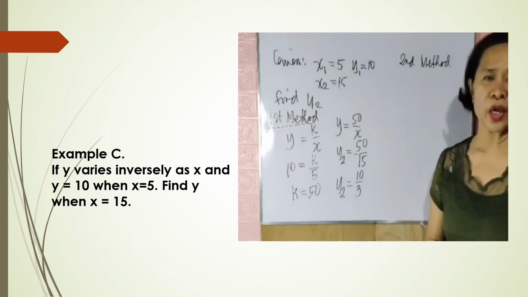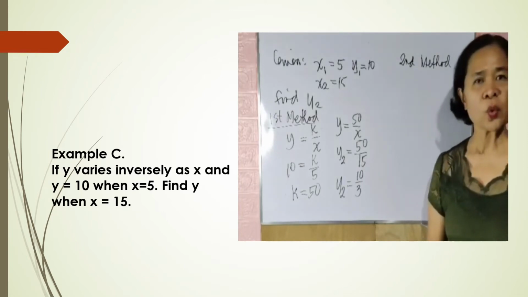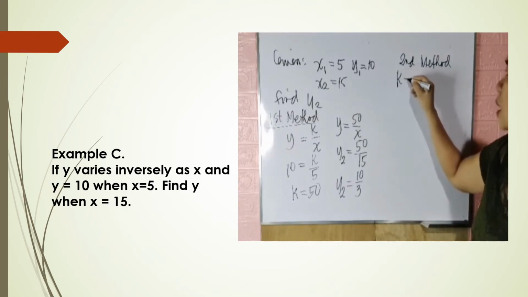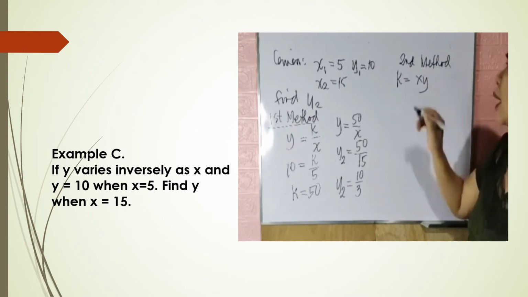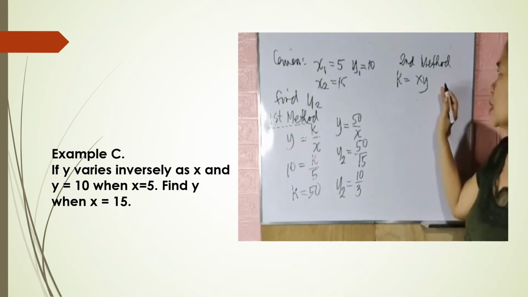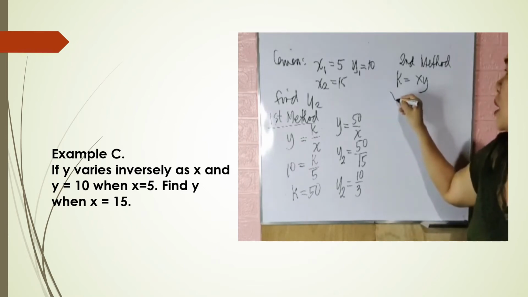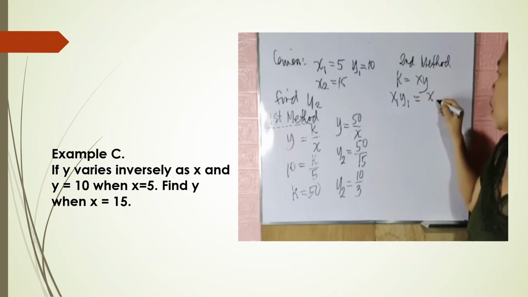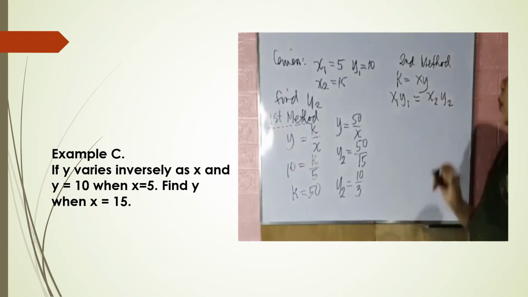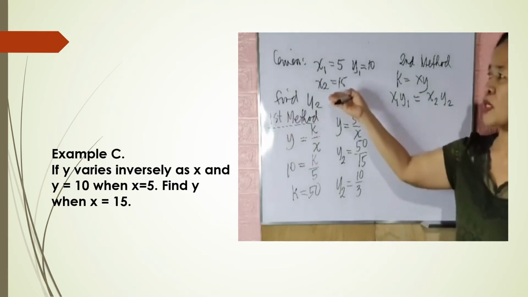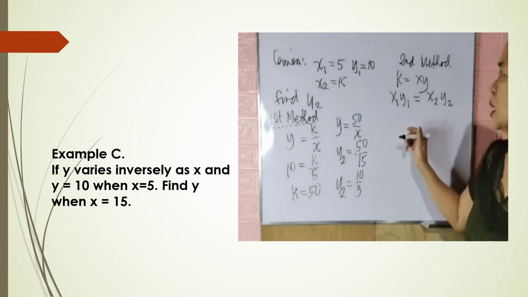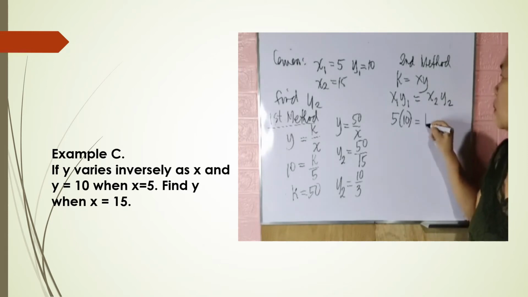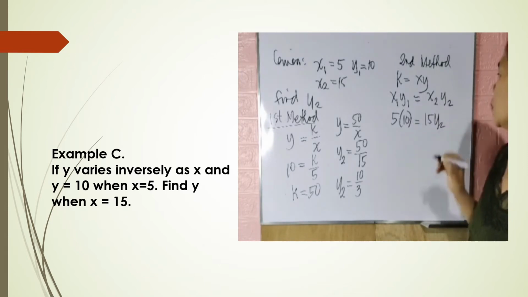In an inverse variation, the product of two quantities is a constant. So, we have the equation k is equal to xy. In this case, we can have a proportion which is x sub 1, y sub 1 is equal to x sub 2, y sub 2. Then substitute the given values into this equation. So it will be 5 times 10 is equal to 15 y sub 2.